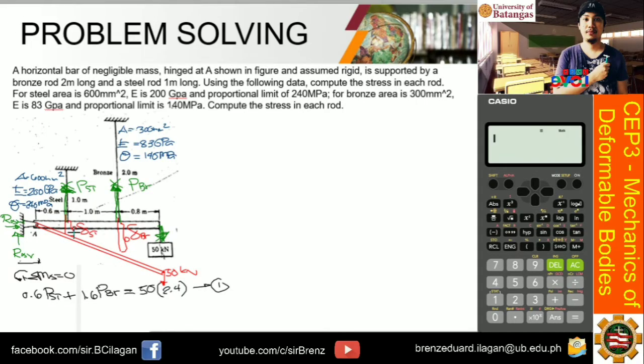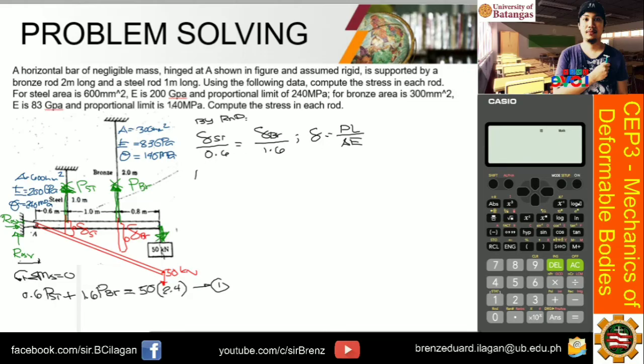So, magkakaroon tayo ng ratio and proportion para mapalabas natin yung isa pang equation. So, by ratio and proportion or by R and P, ano yung mabubuo nating equation? So, we have deformation of the steel over 0.6 is equals to the deformation of the bronze over 1.6. And we all know that delta, so ano yung formula natin ulit? So that is PL all over AE.